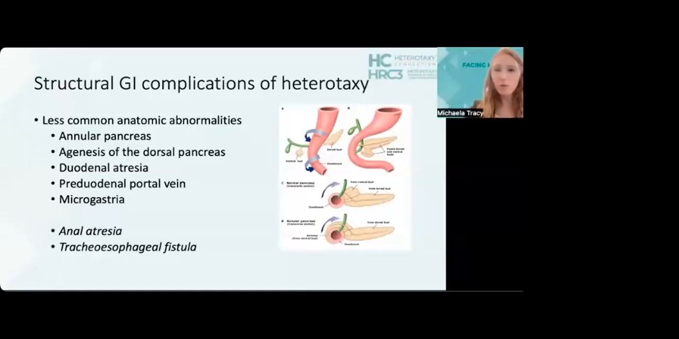Microgastria, which is a fancy word for small stomach, which you can imagine can be a problem in an infant if their stomach is too small. They can't take in enough food to grow. They might have problems with vomiting or with bad reflux. And then these two at the bottom here, in italics, anal atresia and tracheoesophageal fistula, are case reports of heterotaxy patients having these. Anal atresia meaning there's no exit from the GI tract through your anus. And tracheoesophageal fistula, meaning there's an abnormal connection between your trachea and your esophagus.